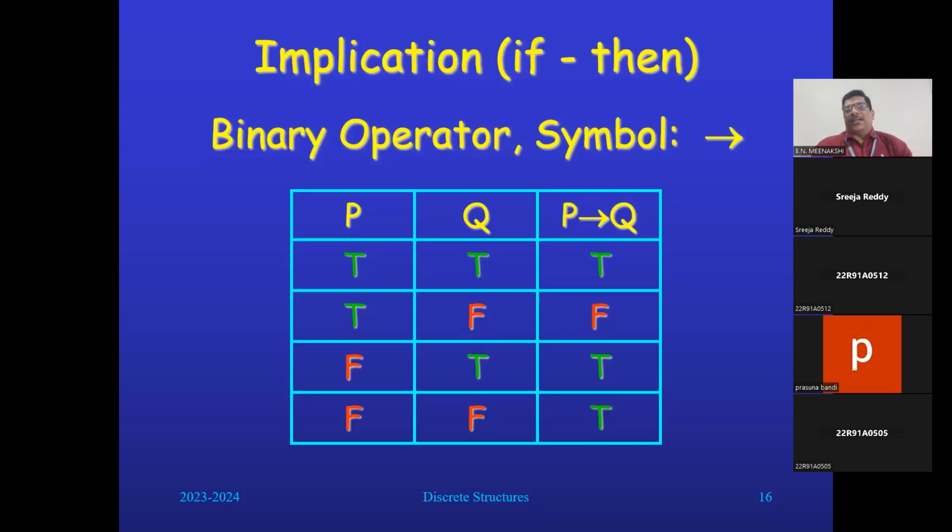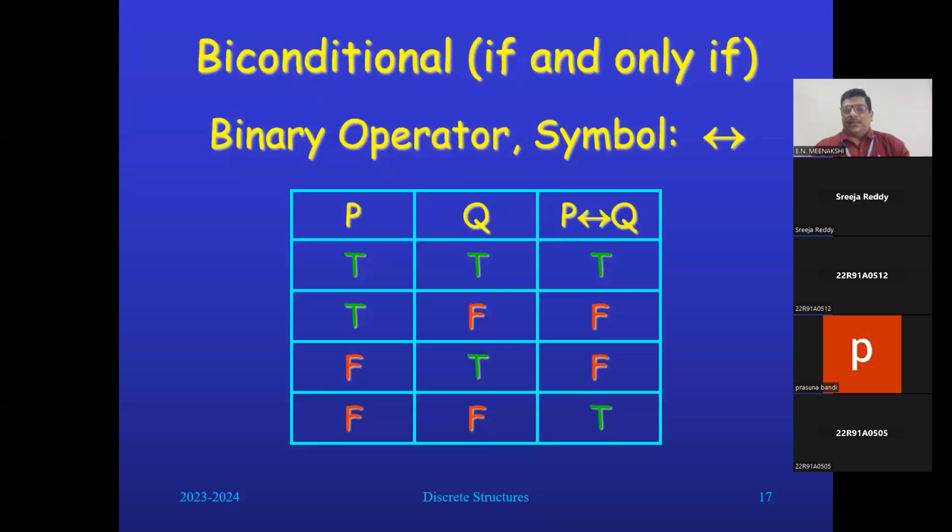Then implication. The implication is called if-then. Let P and Q be the two propositions. P implies Q. If P is true and Q is true, then the resultant is true. If P is true and Q is false, then the resultant will be false. If P is false and Q is true, the resultant will be true. If both are false, the resultant will be true. These are all called truth tables. Based on these truth tables, we are going to calculate whether the given proposition is a valid proposition or not.